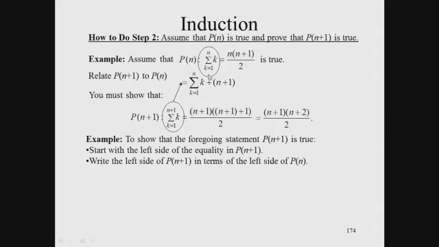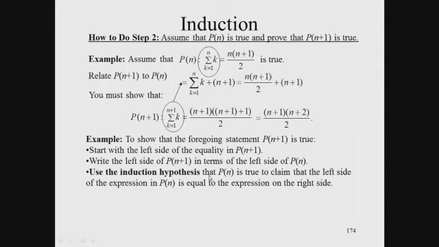Now you can use the fact that the sum of the first n integers is equal to n times n plus 1 over 2 by replacing this sum with n times n plus 1 over 2. And that's called using the induction hypothesis.